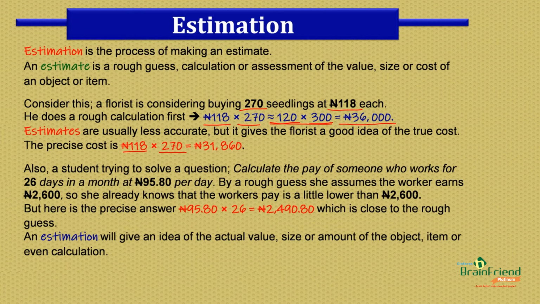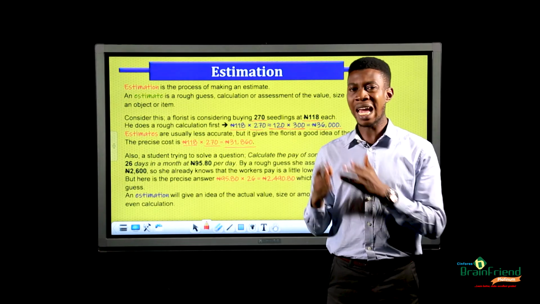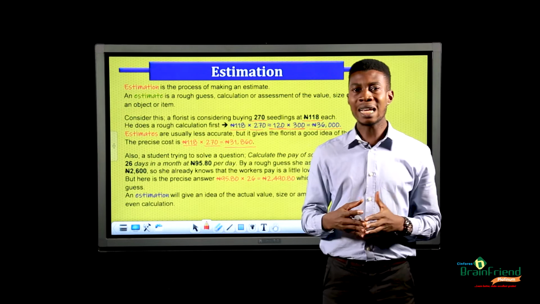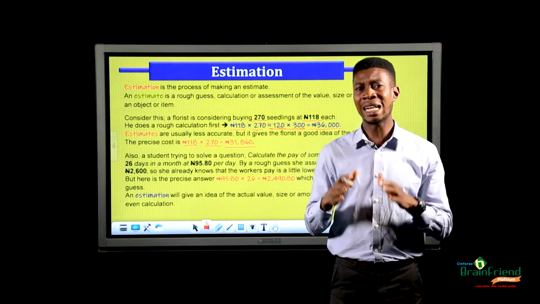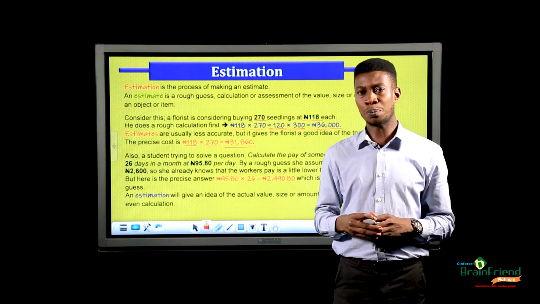But let's look at the real value of calculating these figures, 118 and 270. So 118 multiplied by 270 gives us 31,860 naira. Now, if you observe the difference between the estimated cost and the real cost, you realize that the farmer will be safe even in the event of an increase in price of these items. Let's look at another example.